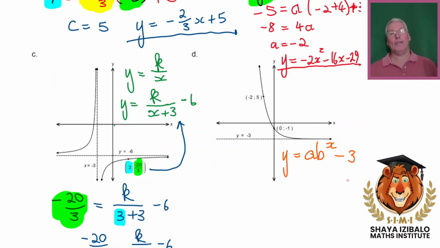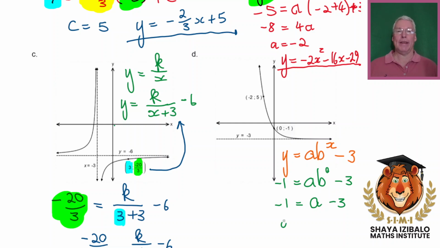Now there's two values we need to find. We need to find a and b. Remember with these that it's actually simpler if we put the y-intercept in first. If we substitute this point in first, 0, negative 1. Negative 1 being the y value, 0 being the x value, then b to the 0 is just 1. So we get negative 1 equals a minus 3. Add 3 to both sides, we get a equals 2.